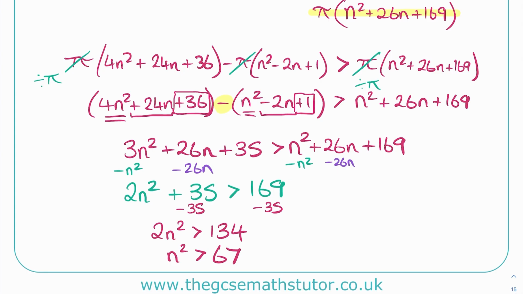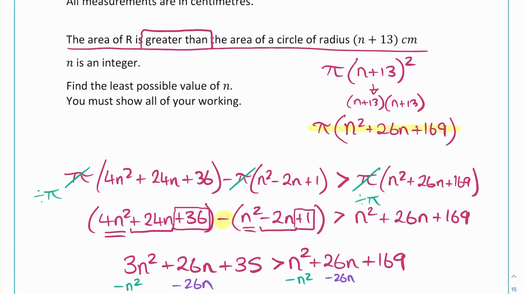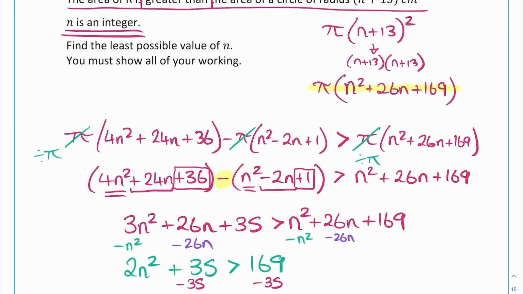And now we're at a position where actually we can give an answer. So we know that a number squared has to be bigger than 67. Well, we know that 8 squared is 64, and that's not big enough. So 9 squared would give us 81. And we know that it says n is an integer just up here, so 8 squared isn't big enough.